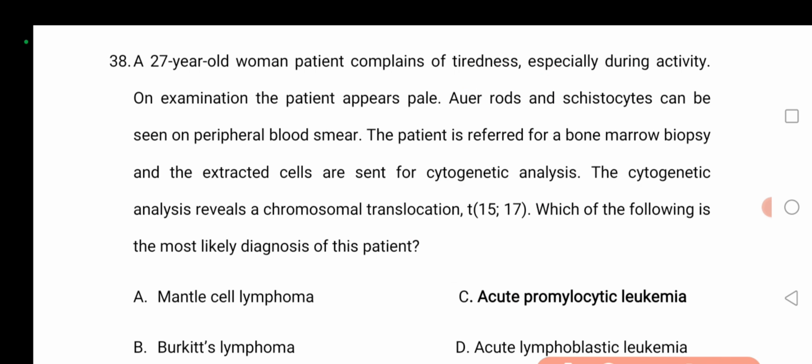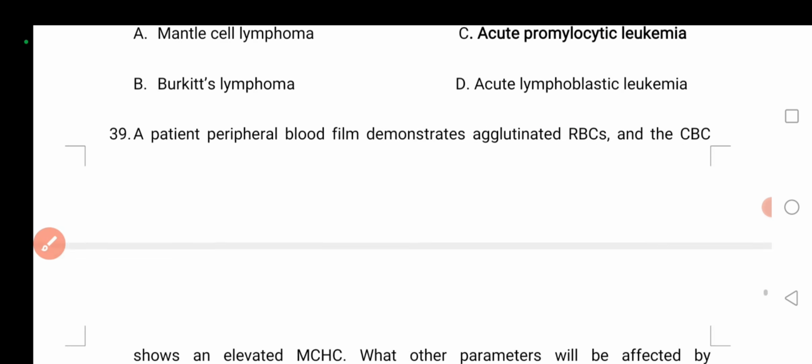Okay, so D cannot be the answer, and Burkitt's lymphoma cannot be the answer, and mantle cell lymphoma cannot be the answer, because lymphomas are malignancies in the lymphoid series, not the myeloid series. But Auer rods are distinctive features for what? Myeloid cells. So the correct answer will be acute promyelocytic leukemia. C is the correct answer.